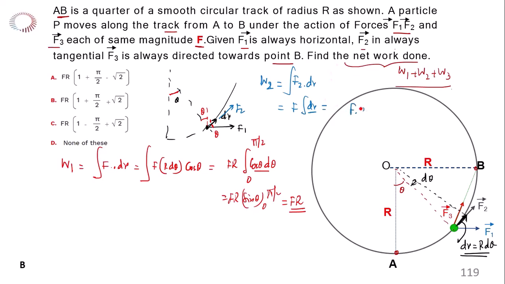F into 2 pi r by 4. No? That is the 1/4 of the perimeter. That is A pi r by 2. There is the second work done. So first is Fr, then second is A into pi r by 2, and come to the third.